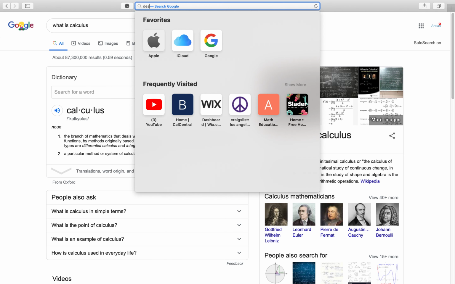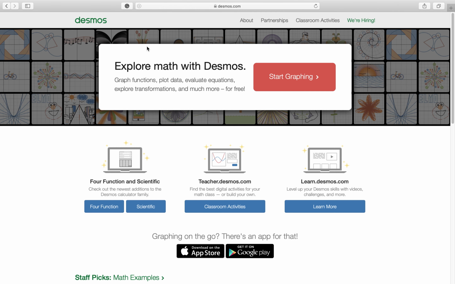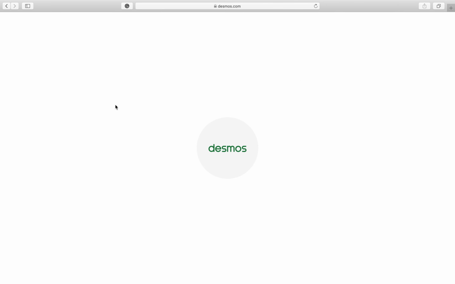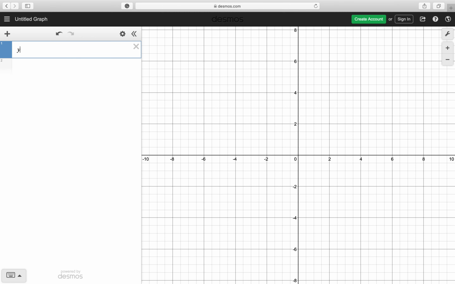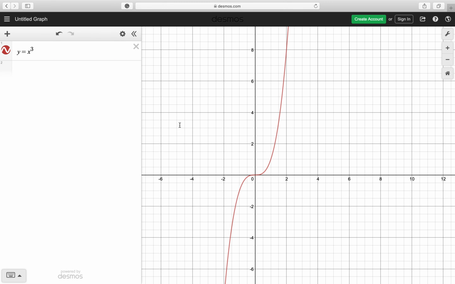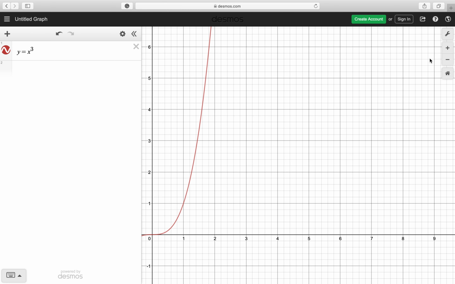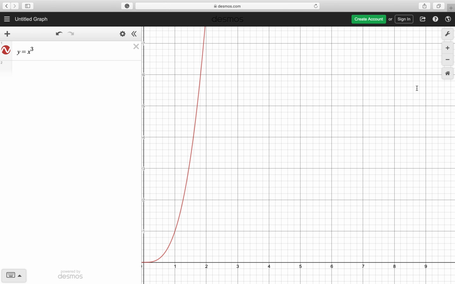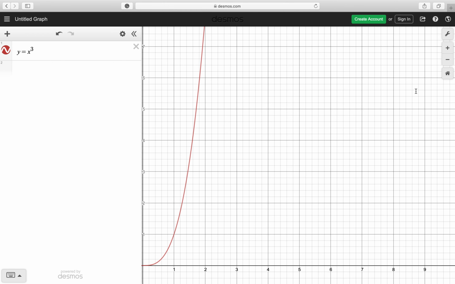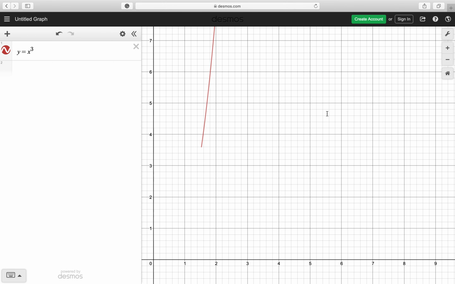So let's start by going to Desmos, and I'm going to graph a simple function, and the function will be y is equal to x to the third. You should be familiar with this if you are studying calculus at this point. And we're just going to study the positive values of this, so from 0 to infinity.